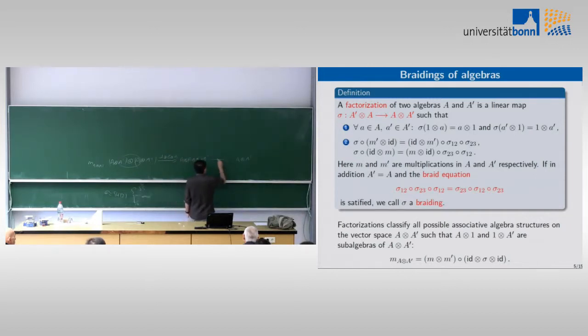And now, of course, I just apply multiplication in A tensored with multiplication in A prime. So that's the missing formula, okay? And whenever you have any algebra structure on the vector space A tensor A prime that has these two properties, that A tensor 1 and 1 tensor A prime are included as subalgebras, then what always stands behind is this sigma. I mean, it's not a very deep observation, but I find it very useful.